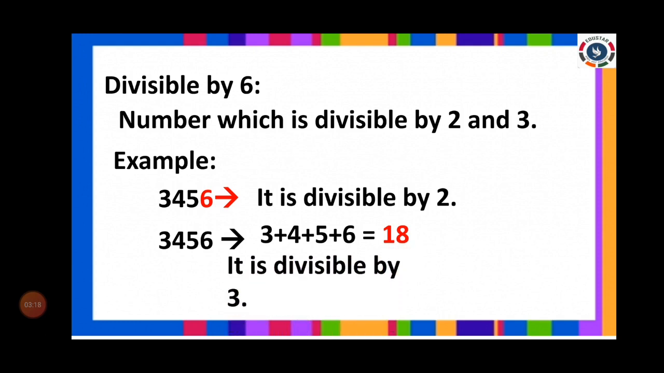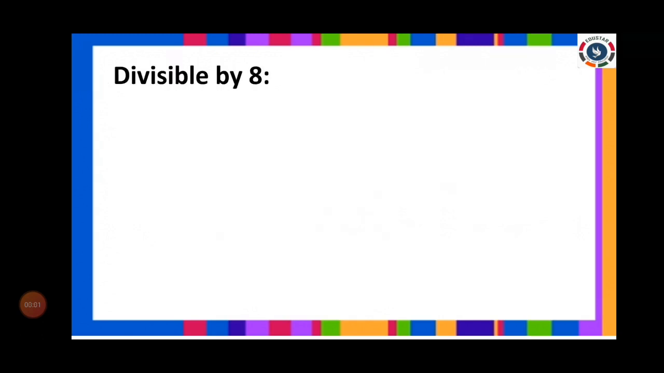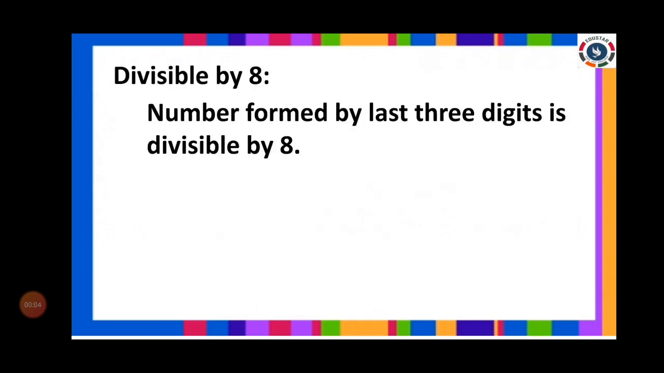So it is divisible by 2 as well as 3, which means it must be divisible by 6. So hence 3456 is divisible by 6. Now divisible by 8. The number formed by the last 3 digits is divisible by 8. I mean the ones place, tens place and hundreds place. Okay, we take the last 3 digits and divide by 8. If you get 0 remainder, then it is possible. If you get any other remainder, then it is not divisible by 8.